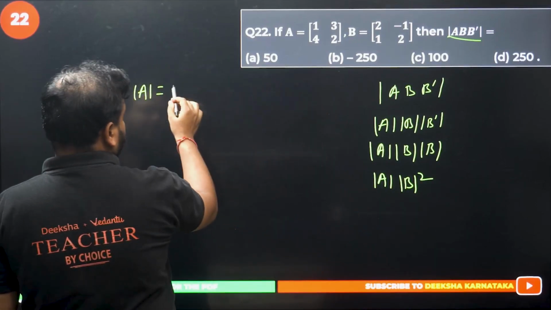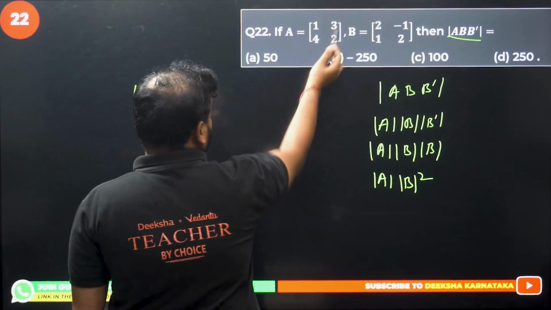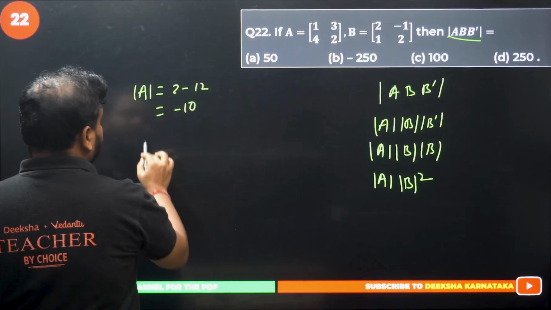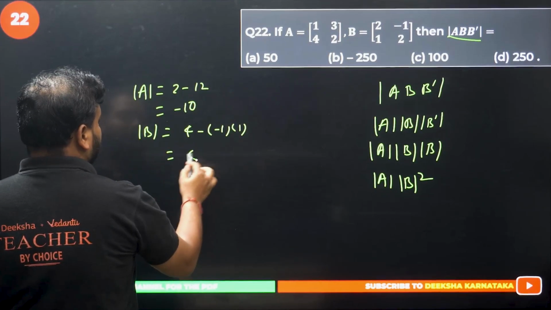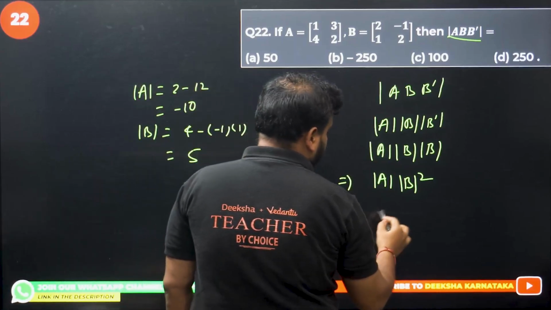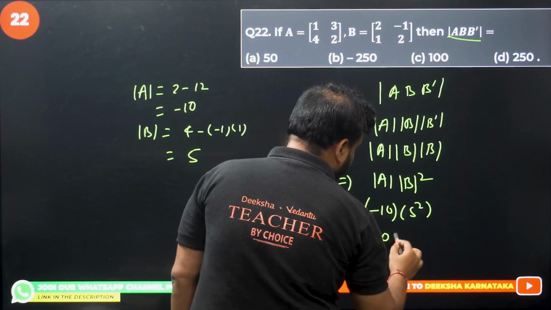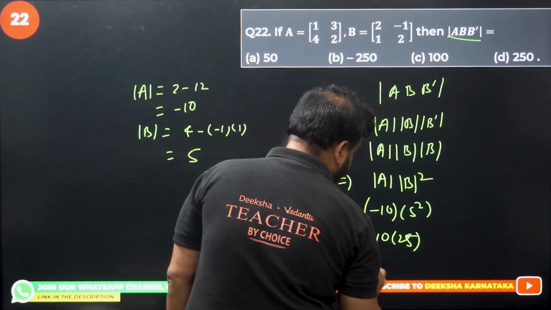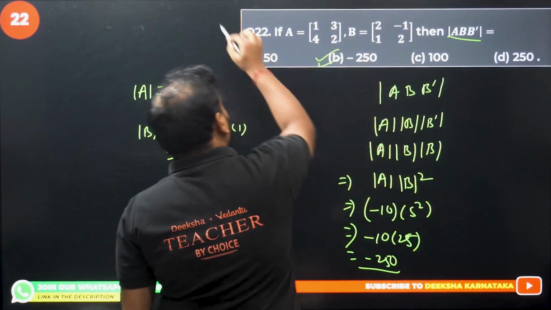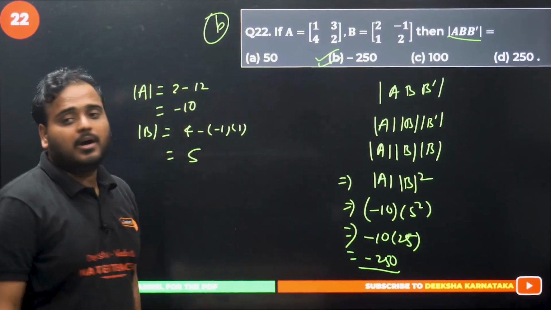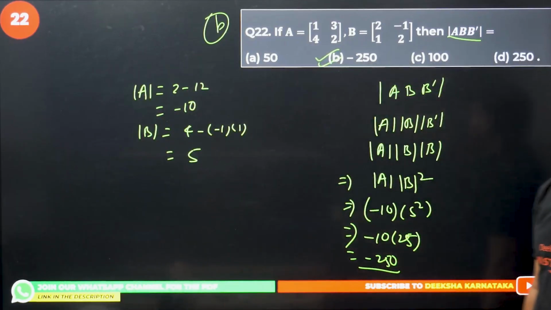How much is it? We get here 2 minus 12, which is minus 10: 2 into 3 minus 4 into 3, which is 12. And determinant of B will be 4 minus of minus 1 into 1, so 5. Answer will become minus 10 into 5 square, minus 10 into 25, so minus 250. Minus 250 is the answer for question number 22. Please check.